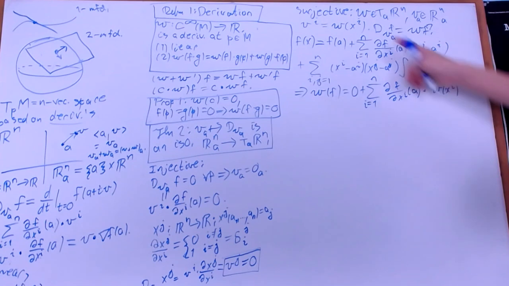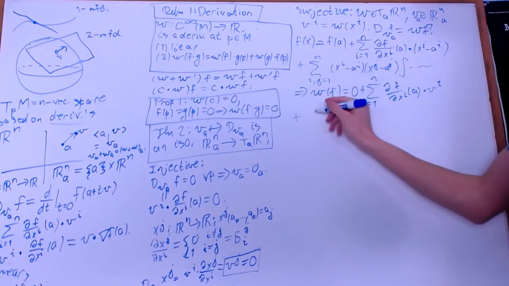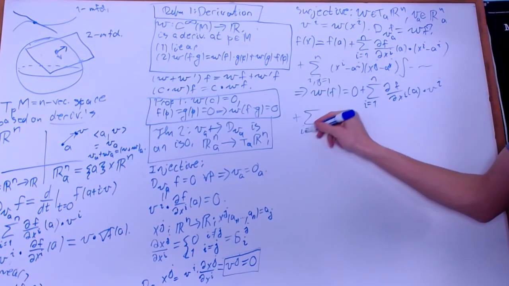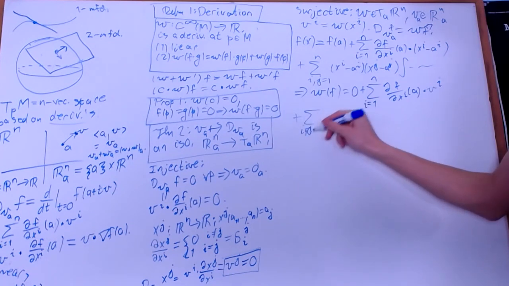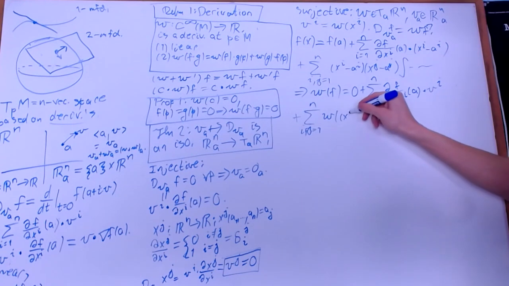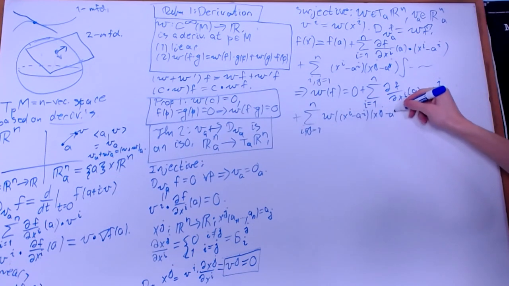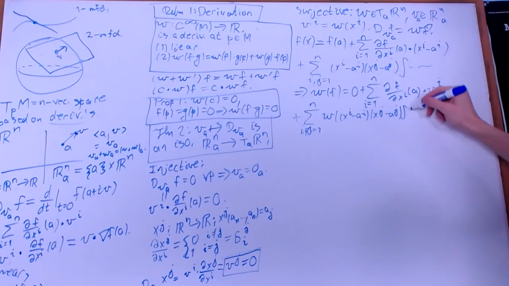w of xi, by definition, is vi. Great! But remember this extra term. What am I going to do with it? Well, it's a linear operator, so I can move it inside the sum, and I'm just doing w of xi minus ai times xj minus aj times some integral.